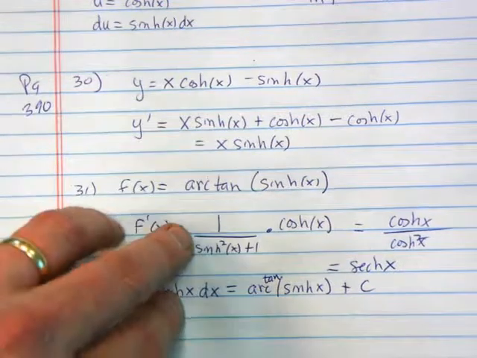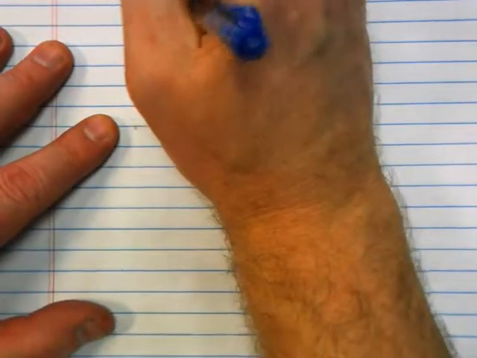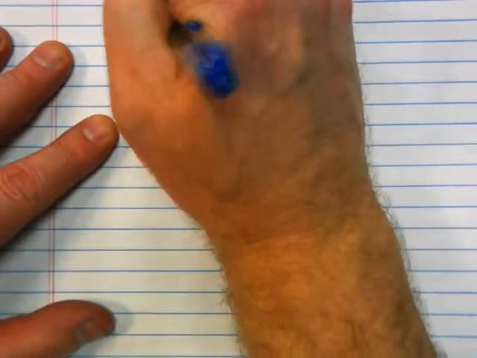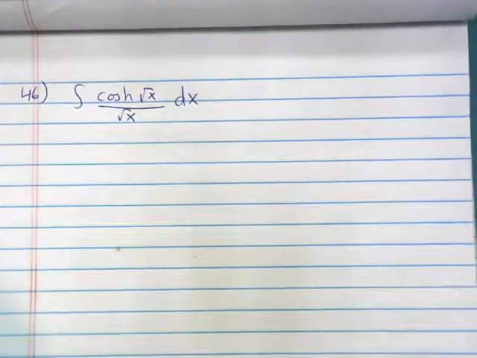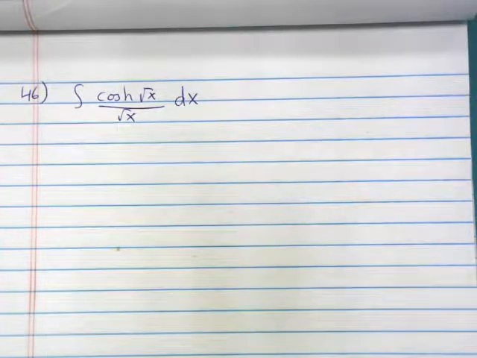True. All right, let's try a couple integral problems. Let's see what they have for integral problems in here. The integral. Oh, this is number 46. The integral of hyperbolic cosine square root of x divided by square root of x dx. It's hard to see. There it is. What do you do with that one? Any thoughts?